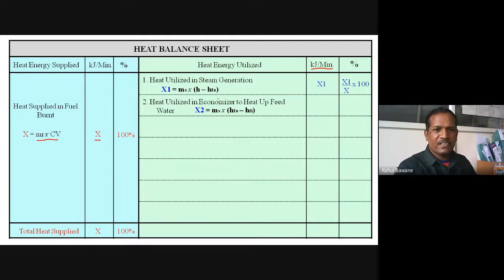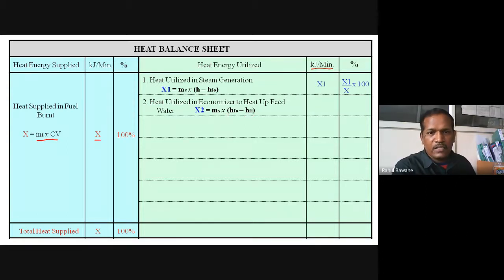So many times it is said that the mass of water supplied to the economizer is equal to the mass of steam generation. So actual water supplied is always equal to mass of steam generation. If your numerical specifically mentions that this much amount of water is fed to the boiler, only then we consider that mass of water. Otherwise, mass of steam generation is equal to mass of water supplied to the boiler. So in the formula itself, we consider mass of steam generation multiplied by enthalpy change of water.